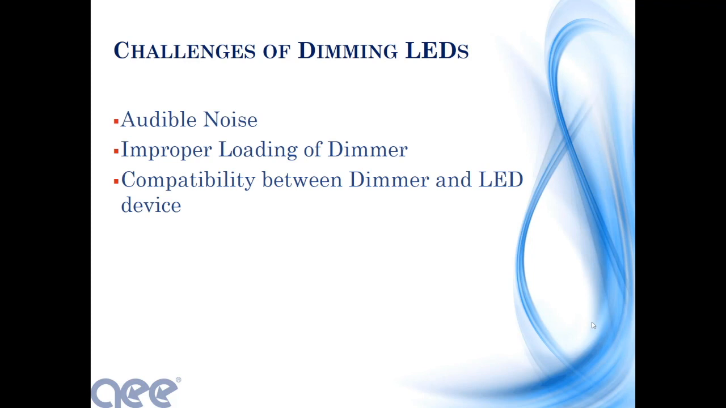Also, with dimming you end up with audible noise. There are multiple reasons why you get noise on the circuit. You can do improper loading of a dimmer. I talked about that, the 800 watt example. And then John spoke about this, and Mr. Lutron as well, that compatibility is a huge issue.